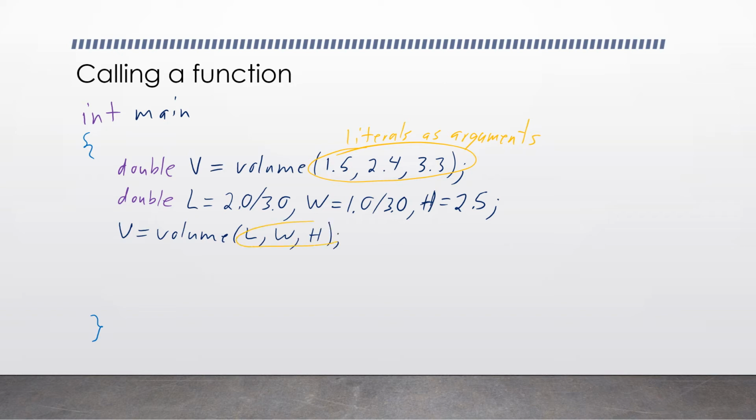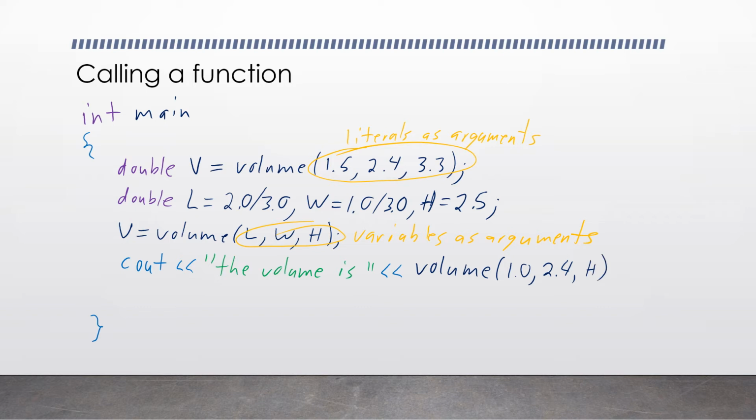So this time I have passed variables as arguments. Notice that they don't have the same name as the parameters I defined in the function header. They don't have to. The value of L is going to be copied to the volume function and used there. It doesn't matter what L is named. I can also use these directly in other situations. So I can cout the volume is, and I can copy my volume function right here into the cout statement.